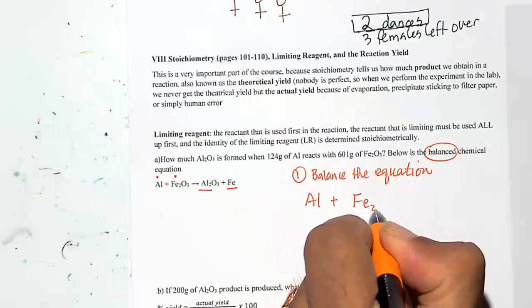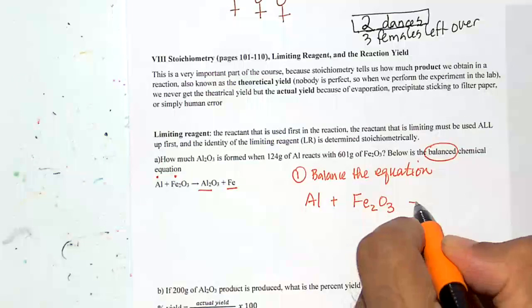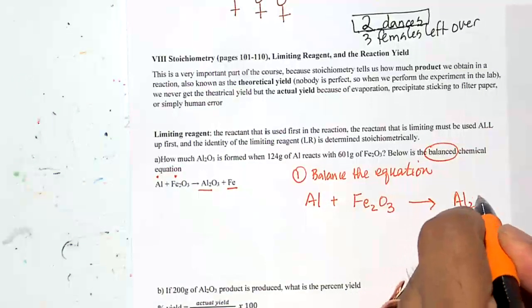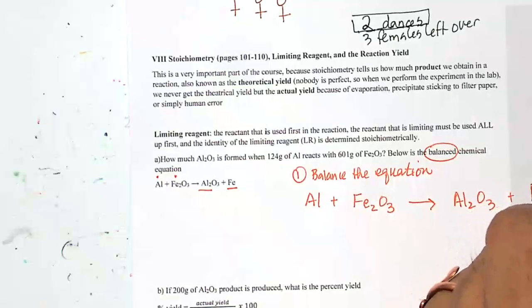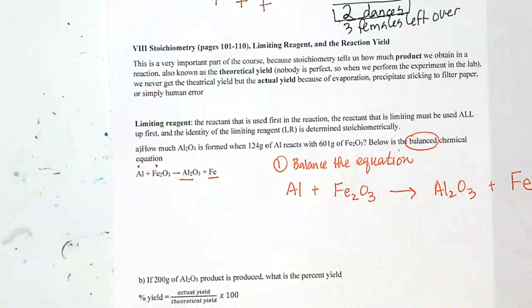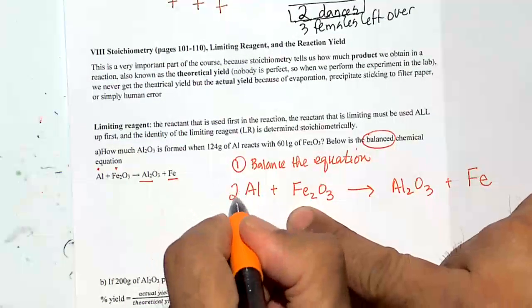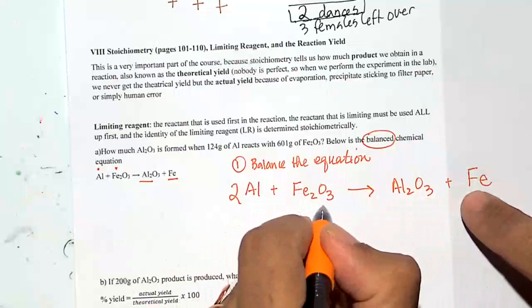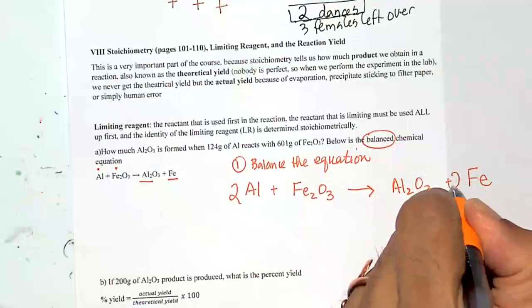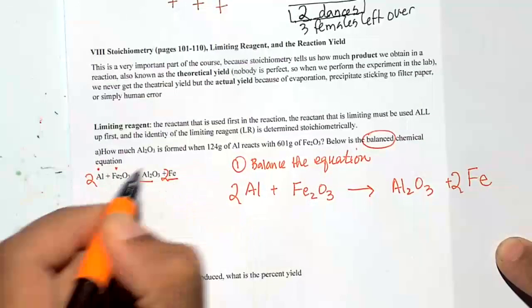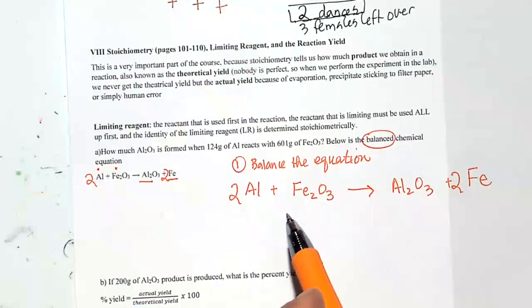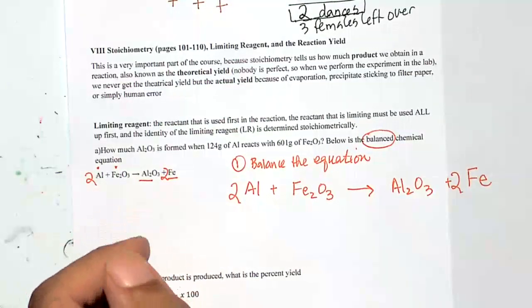Al plus Fe2O3 goes to Al2O3 plus Fe. I'm going to balance it really quickly here. Isn't it 2, 1, 1, 2 Als and then 2 Fe, right? Yeah, 2 and 2. So you got everything. Now we're balanced. We'll do a limiting reactant problem similar to this on the test, so it's worth doing this. So the first step is to balance the equation.